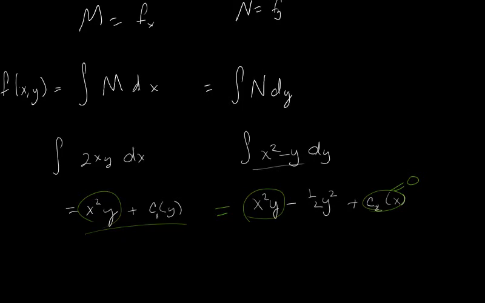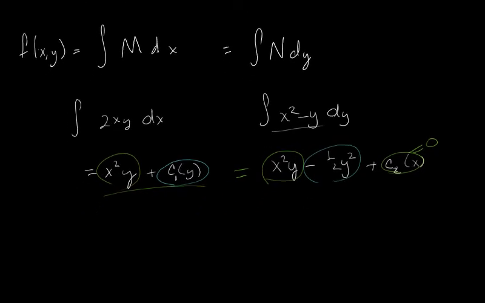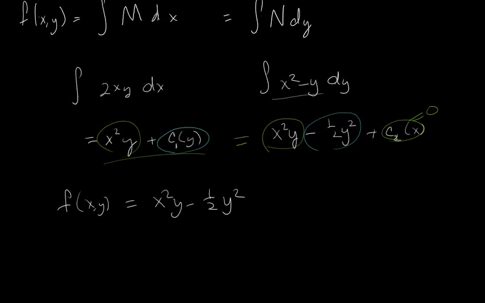Now, looking back in the other direction, I've got some function of y only. There's no x involved there. Well, here, that's negative 1/2 y squared. And so if we put all that information together, our potential function f of x, y is equal to x squared y minus 1/2 y squared. And how do you check it? You take the partial with respect to x, make sure you get M, take the partial with respect to y, make sure you get N. And in this case, we certainly do.